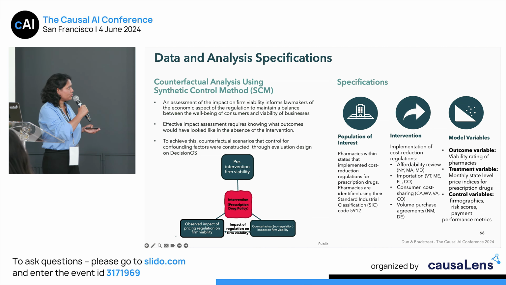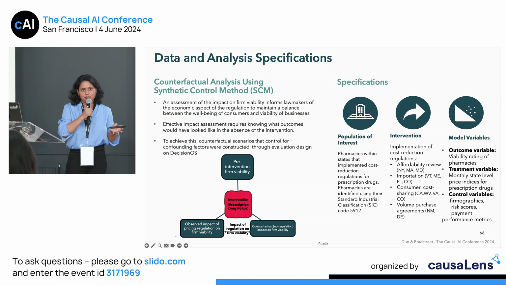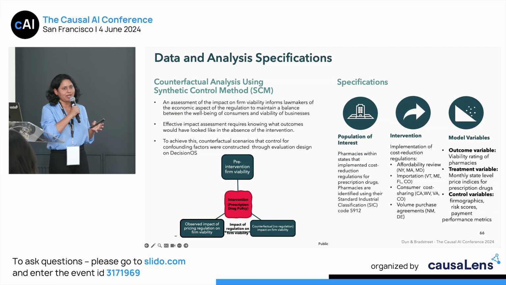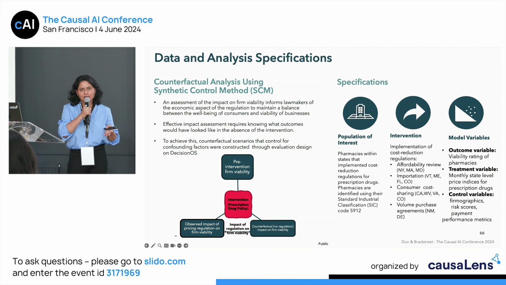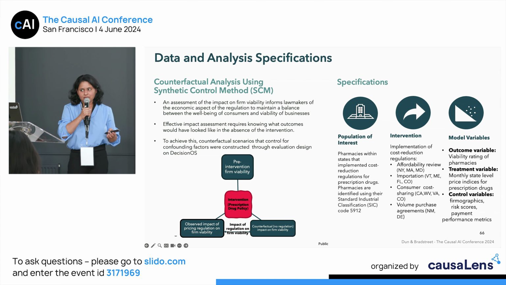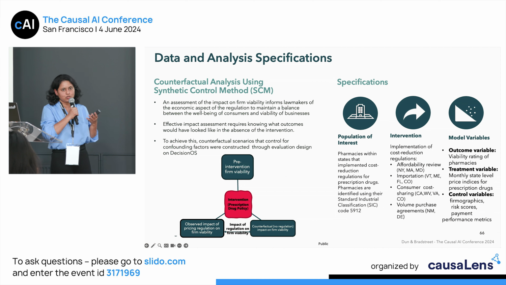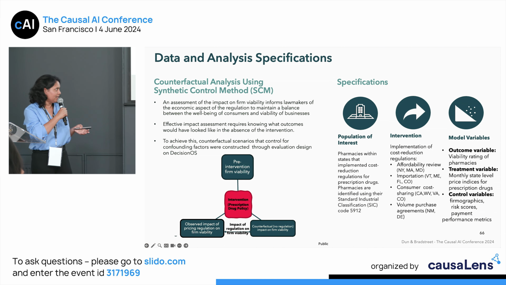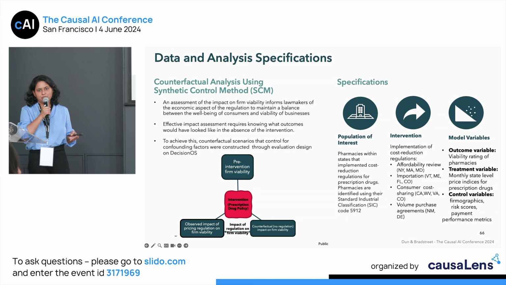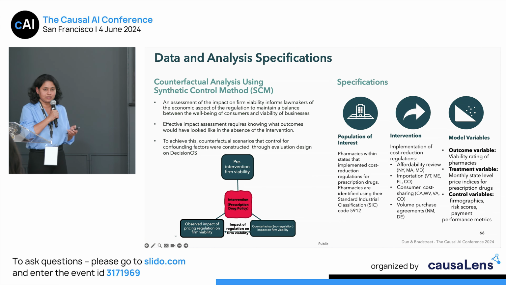And then for the treatment variable, we needed something that links to regulation. Since we are looking at prescription drug prices, we needed some price data. So we created price indices, monthly state level prescription drug price indices, using data primarily from open sources, the Bureau of Economic Analysis or Bureau of Labor Statistics, which publish this kind of data. And then again, I talked about the Dun & Bradstreet firmographic data. We have firmographics, risk scores, payment performance, financials. Those were our control variables that we used to build the synthetic control.